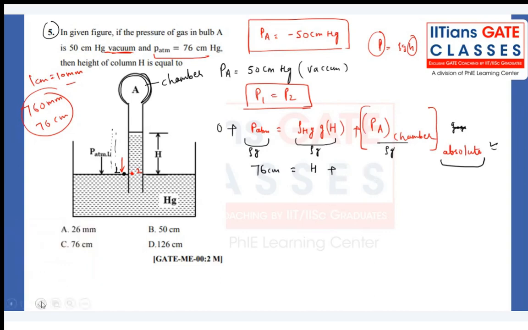What is that, guys? Now, what is the absolute value? What is the absolute pressure value? You know that absolute pressure cannot be negative.